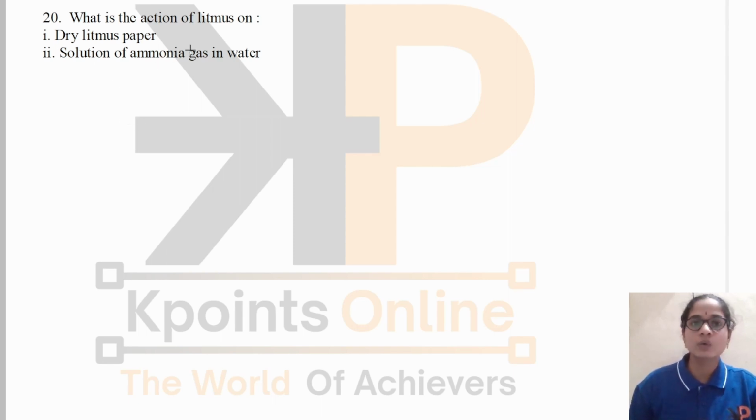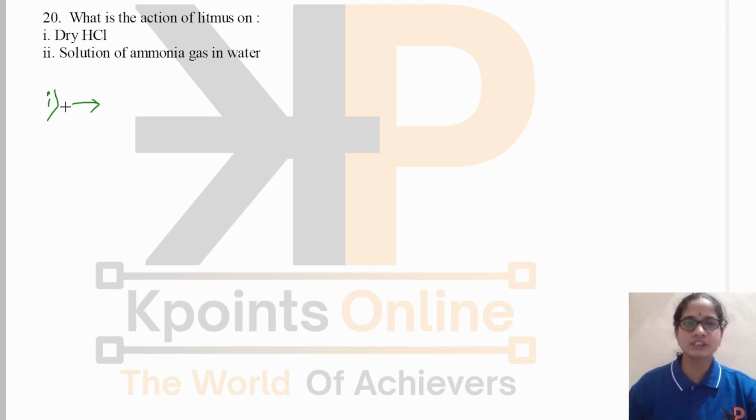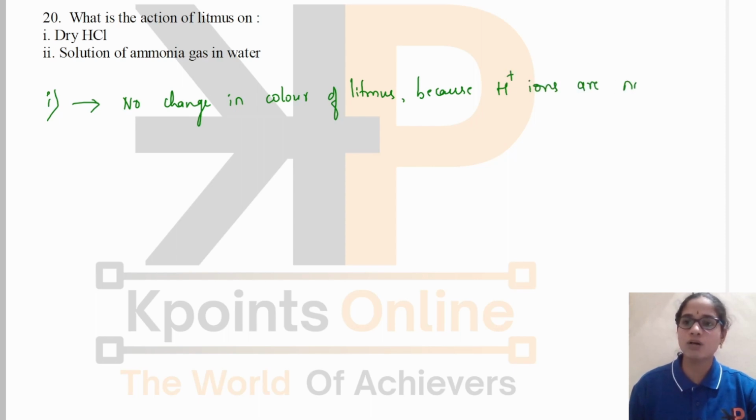So what happens here? When the litmus paper is held, the next question is, what is the action of litmus on dry HCl and solution of ammonia gas in water? Let us answer the first question. The action of litmus on dry HCl will be, there is no change in the color as there is no formation of ions there. The litmus will show color change only when there is presence of H plus ions. So when the litmus paper is held near dry HCl, there will be no change in the color. So you have to write no change in color of litmus because H plus ions are not produced.